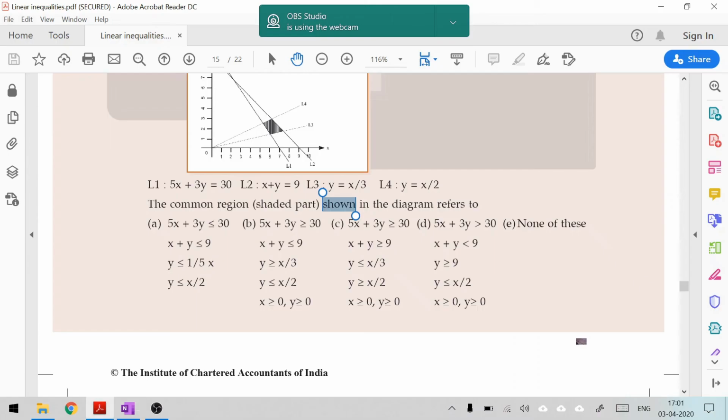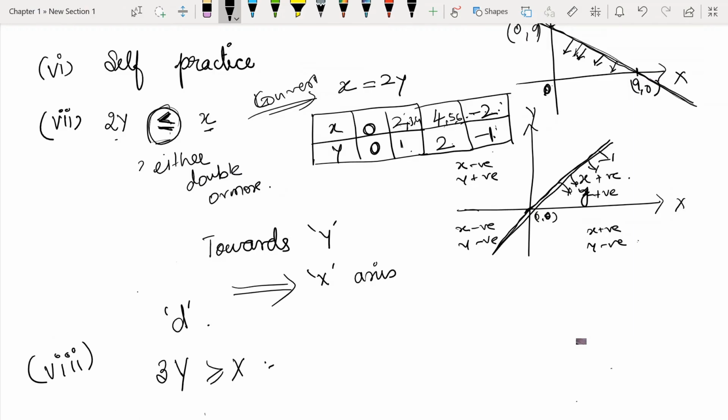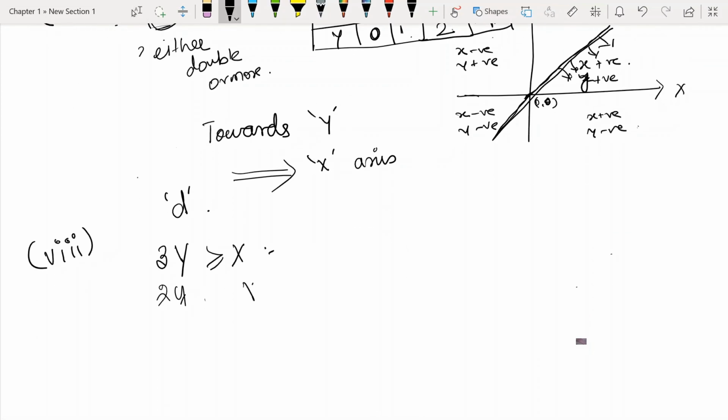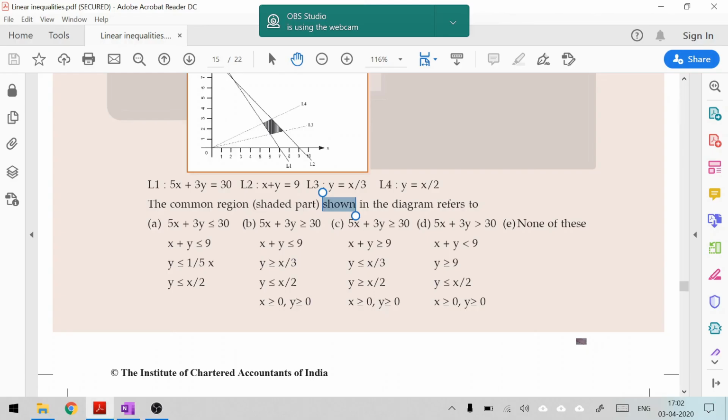Correct? Which is the line? L3. For L3, the region is above this line. It was towards the y-axis, so therefore y is greater. Now similarly the other equation is 2y and x. So here it is towards the x-axis, so x will be greater than or equal to 2y. So see, is it there in option B? Is 3y greater than or equal to x? Yes. Is 2y less than or equal to x? Yes. All are true, so the answer is option B.